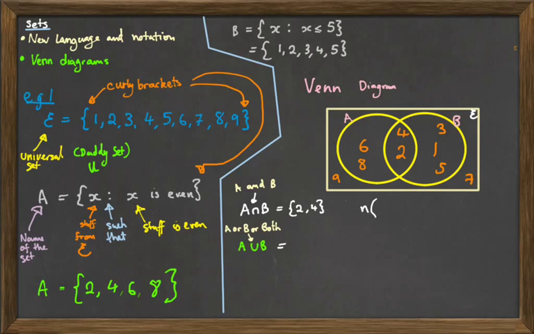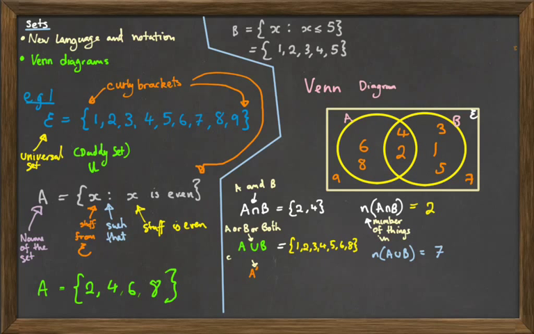Let's look at a new piece of notation as well. This N is the number of items in A and B. It's the number of things in A and B. There are 2 things in A and B, so that's just 2. Looking at this set here, A or B or both, I said that was anything in the hoops. So if you look, it's 1, 2, 3, 4, 5, 6, 8. They're all the stuff in the hoops. The number of items in A or B, well, that's 7. There are 7 items in A or B.